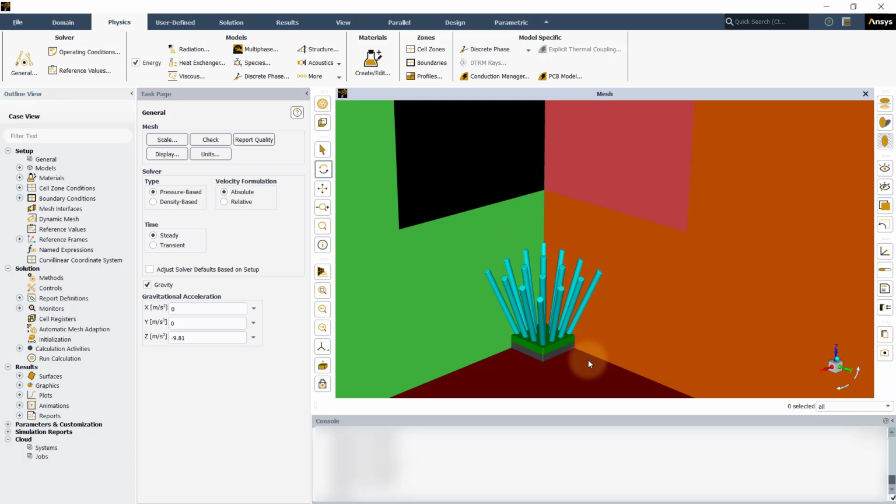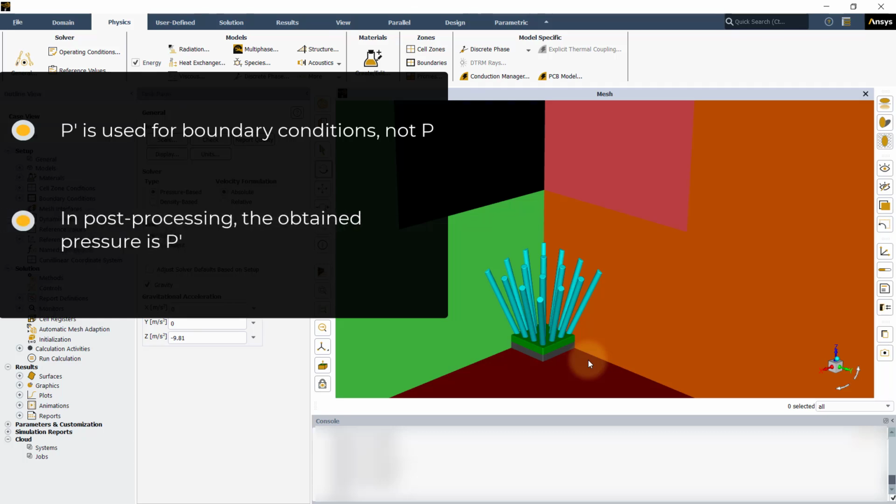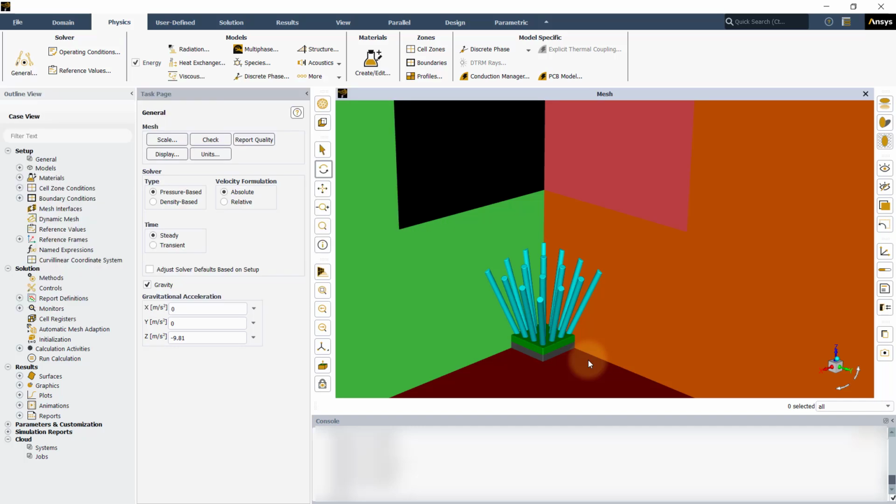Now, this might all seem like a lot of details, but it's actually important, and there are only two things you need to remember. First, when you define boundary conditions, the value you enter is P prime, not P. And second, when you display contours or report pressures, you'll be getting values of P prime. So now that you know what happens when gravity is turned on, let's talk about density.